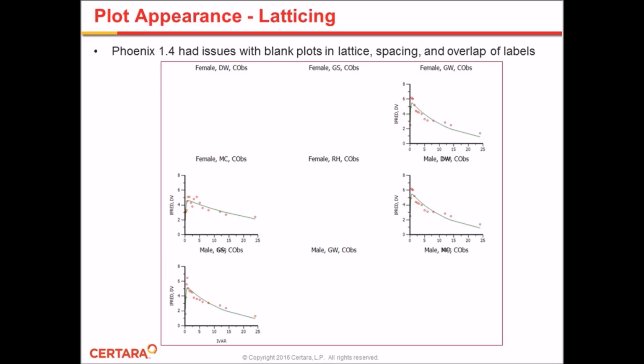Now we're going to talk about some improvements we've made in latticing. In Phoenix 1.4, first of all, blank plots were left in the lattice by default. And we also had some issues with spacing in the plot, where you sometimes could get an overlap between an axis label and the title of the plot below that.